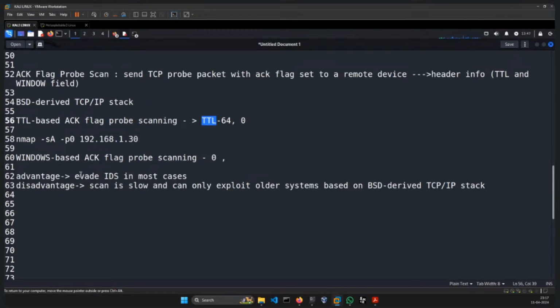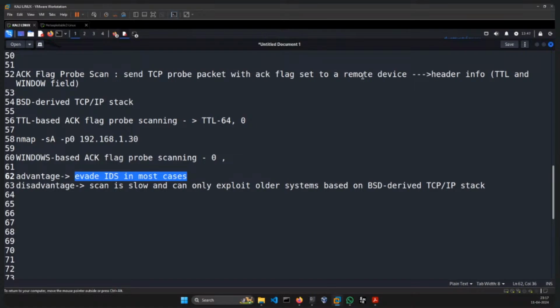Now coming to the advantage of this: it evades IDS, intrusion detection systems, in most cases, because the TCP probe packet is really small and kind of stealthy. So chances are this will evade your intrusion detection system.